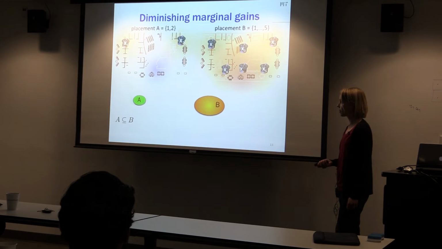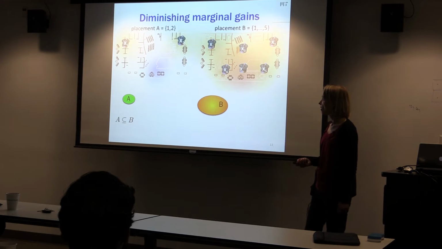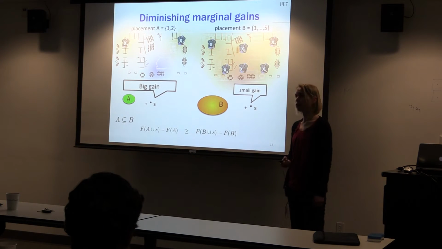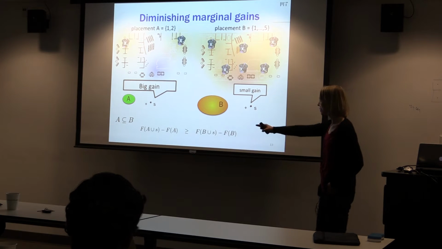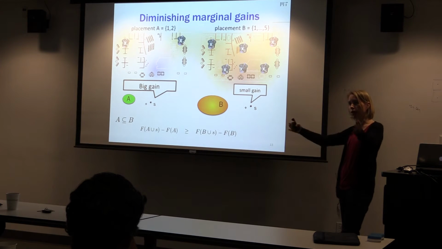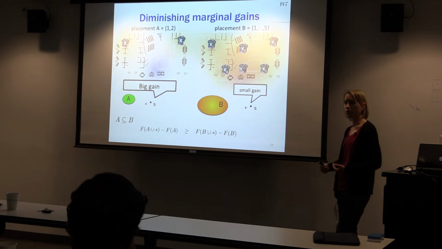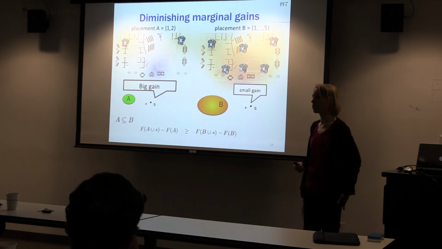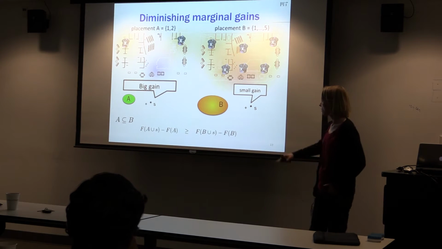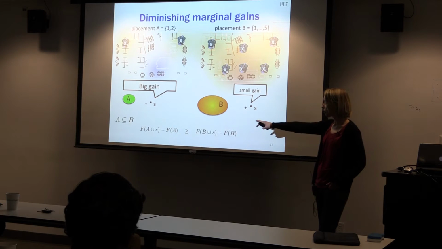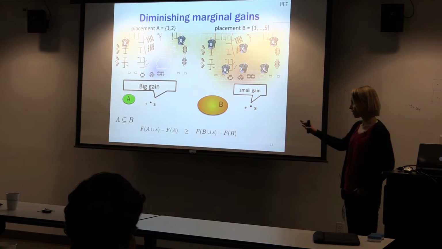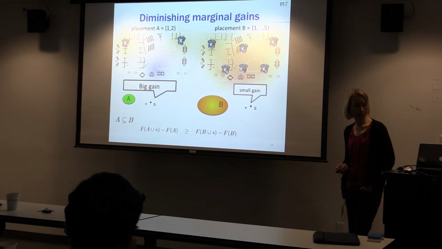If I add my element to the smaller set, I always gain more than if I add it to the bigger set. So I get these diminishing marginal gains. The more I know, the less I gain from an additional element. So that's a pretty intuitive notion. And here's the formal definition: we have a subset and superset, and the gain for the smaller set is always bigger.